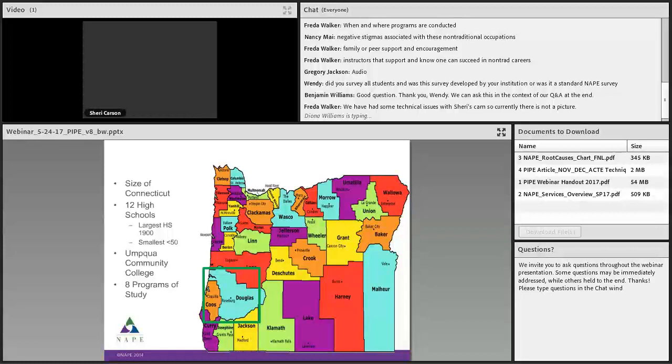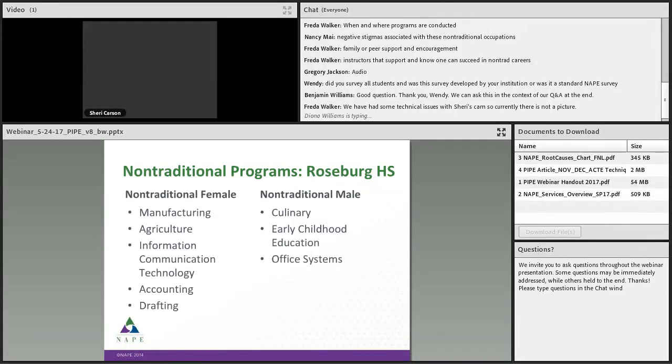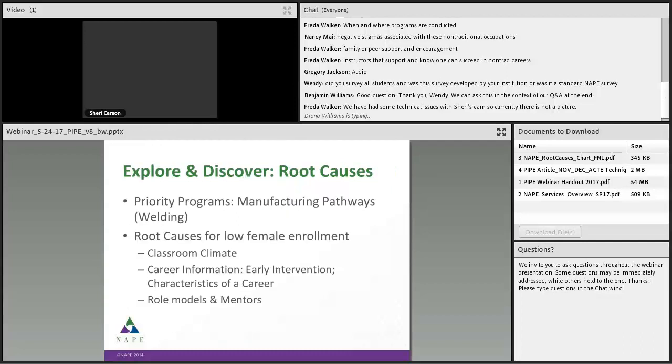So our original team consisted of 3 of us, Annalisa Nicholson from the Douglas ESD, Christy Hurt from Umpqua Community College, and then myself. And our programs of study you can see on the slide for non-traditional female and non-traditional male. And we chose as the group to do welding because UCC has a welding program, Roseburg had a welding program, and many of the other high schools that Annalisa covers also had welding programs, and the numbers for welding were all low, and so we thought that would be the best one to work with.